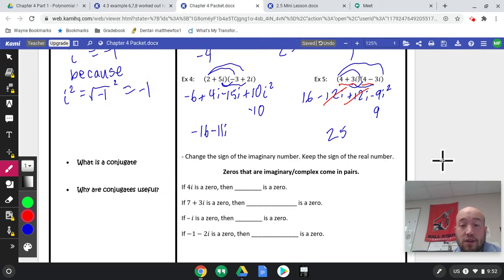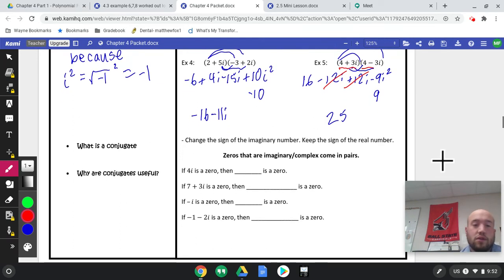If we have zeros that are imaginary and complex, they will come in pairs. So for example, if 4i is a zero, now once again, it's not a real zero, but it's a zero, we know that it will also have a zero at negative 4i.